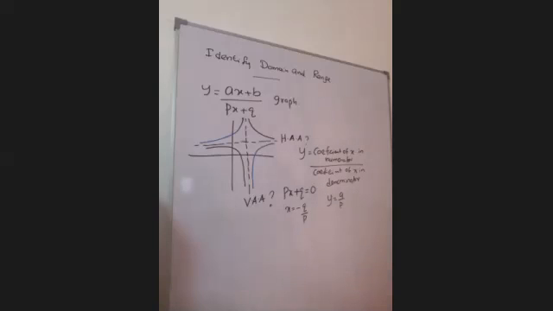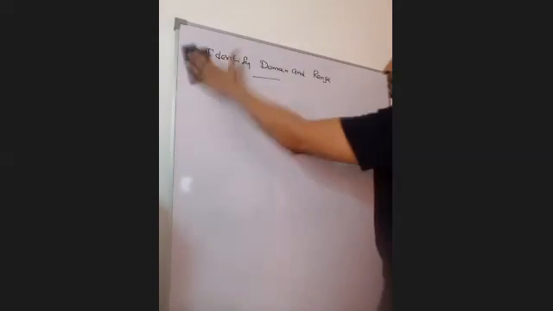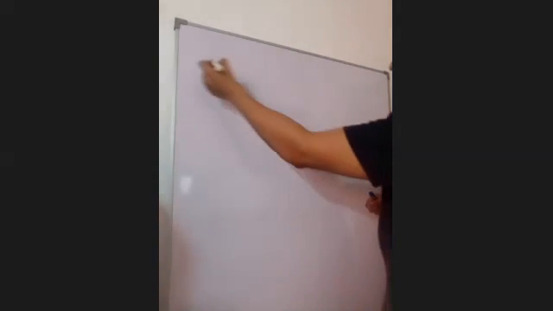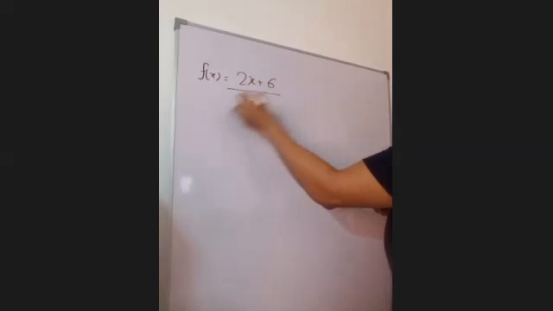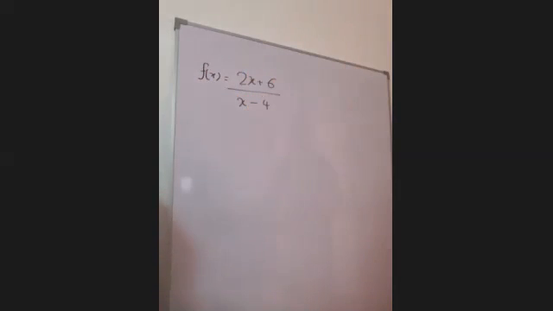From a graph, we will try to understand how it comes. From a question, let's try to get it. How do we get the exact answer for that? Now let's go ahead from a question and try to understand how it works. For example, if you want to draw f(x) equals 2x plus 6 divided by x minus 4.